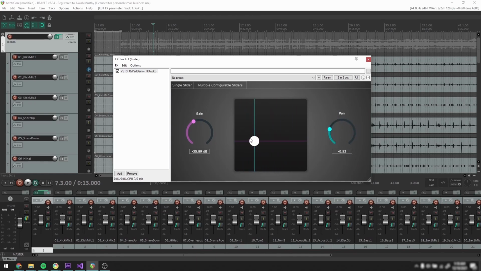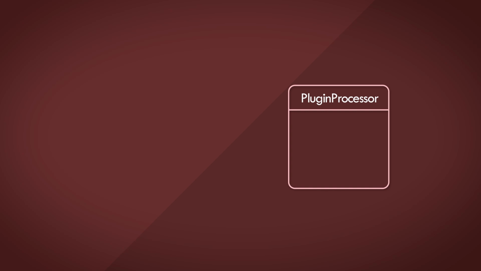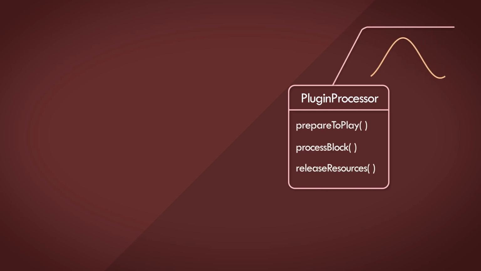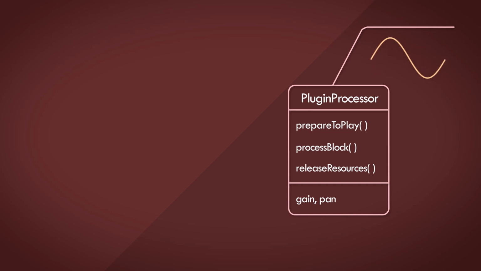Before we get into the code though, let's look at how we can design our components and architect our code on a more holistic level. We've got the plugin processor, which deals with the audio backend of the plugin. For the sake of simplicity, we'll do some very simple signal processing here. We'll perform our gain and pan processing, the parameters of which will be controlled by the XY pad.